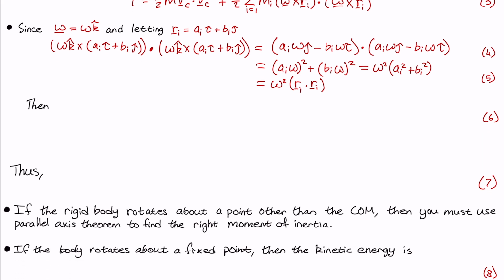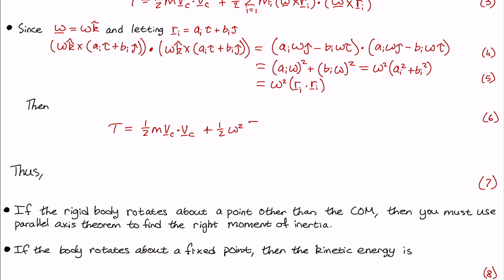All right, from there, we can substitute that into our kinetic energy, which is going to be 1/2 m VC dotted with itself. That's our translational kinetic energy of the center of mass, plus 1/2 omega squared times the summation from i equals 1 to n of mi times ri dotted with ri.